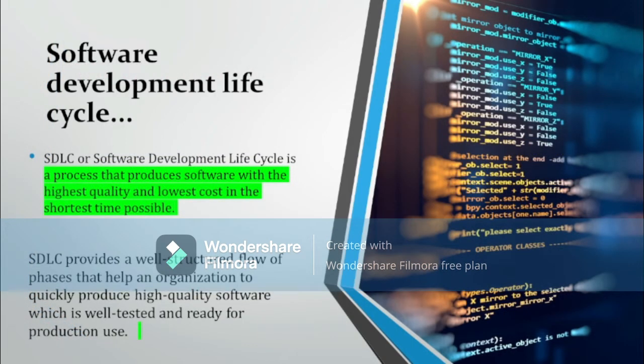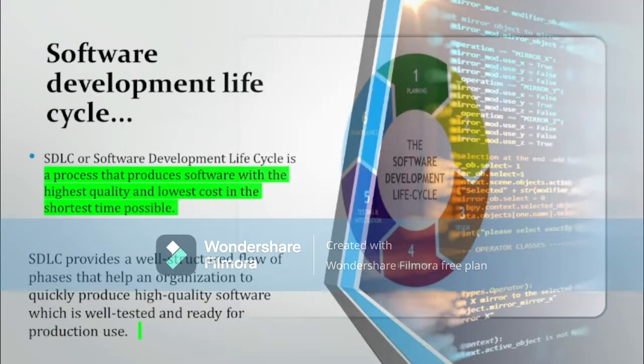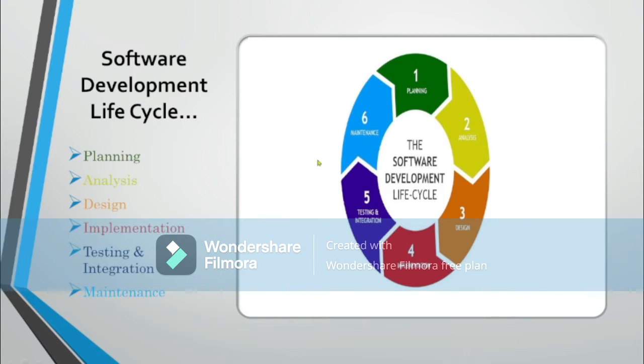Software development lifecycle, also called SDLC, is a process that produces software with the highest quality and lowest cost in the shortest time possible. SDLC provides a well-structured flow of phases that help an organization to quickly produce high-quality software which is well-tested and ready for production use. This is the software development life cycle. It has 6 phases: planning, analysis, design, implementation, testing and integration, maintenance.